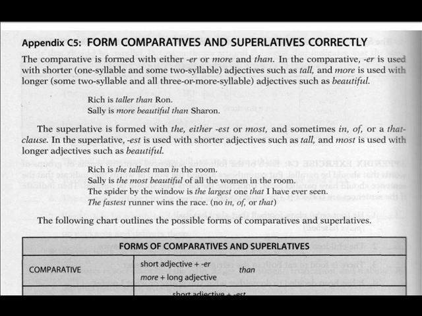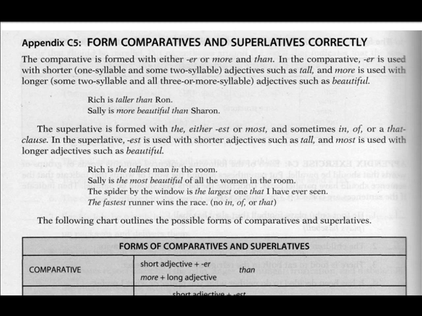Continuing with our error correction, Appendix C of the Longman preparation for a TOEFL test. In this one we have what we call the form of comparatives and superlatives, and how to do them correctly. Okay, the comparative is formed with either ER or more and than.